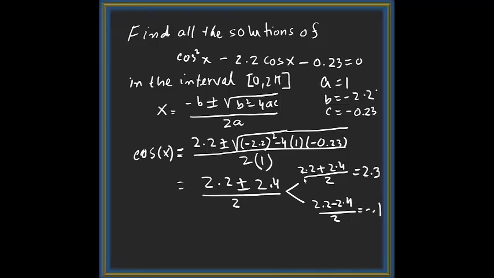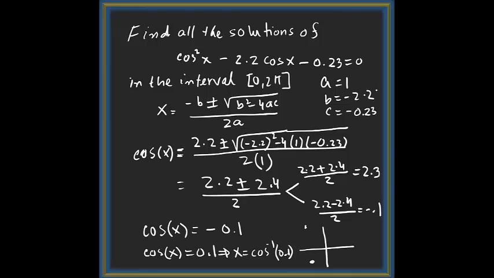So we are getting cosine x is 2.3, which is not acceptable because cosine must be between -1 and +1. So we ignore that value. We will take negative 0.1 for cosine x, and I will collect all the values. So we see that cosine x is negative.